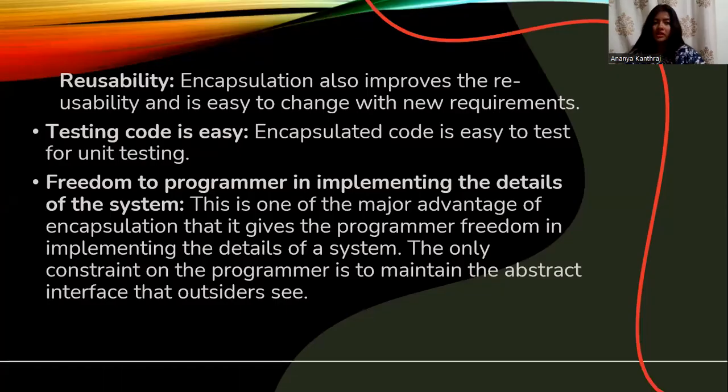The third is reusability. Encapsulation also improves reusability and it is easy to change with new requirements. The fourth is that testing the code is very easy. Encapsulated code is easy to test, especially for unit testing. And the fifth is freedom to the programmer in implementing the details of the system. This is one of the major advantages of encapsulation, that it gives the programmer freedom in implementing the details of the system. The only constraint on the programmer is to maintain the abstract interface that the outsiders see.